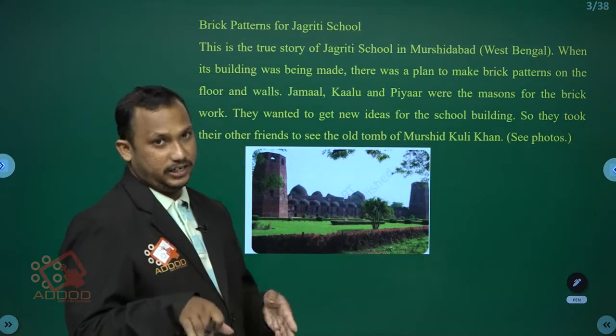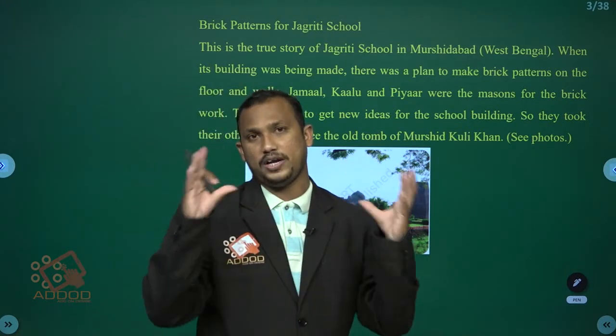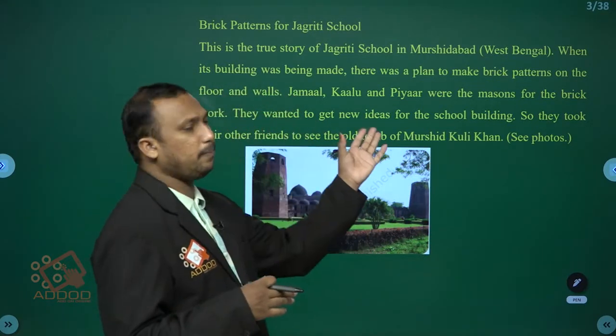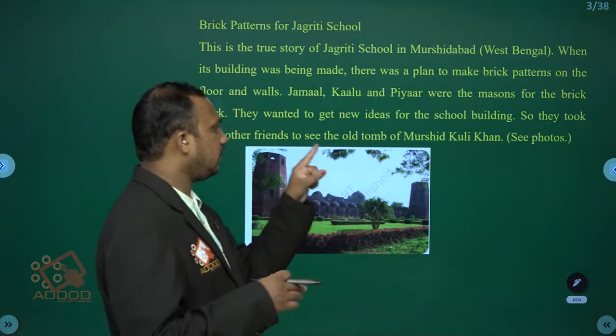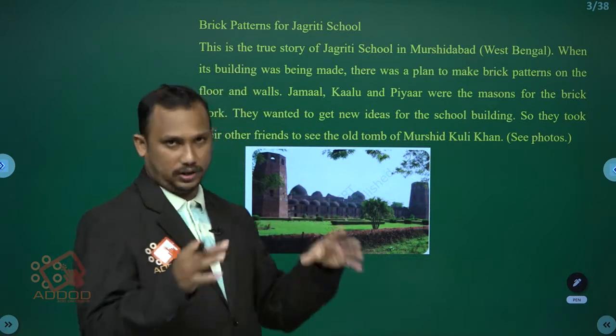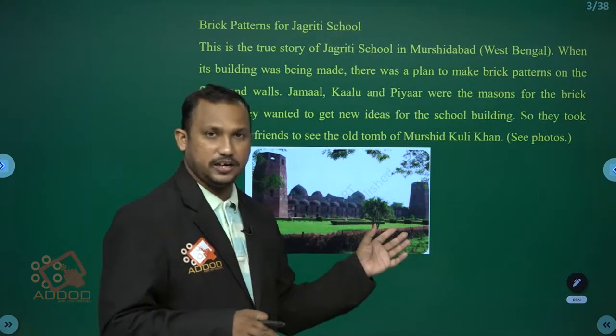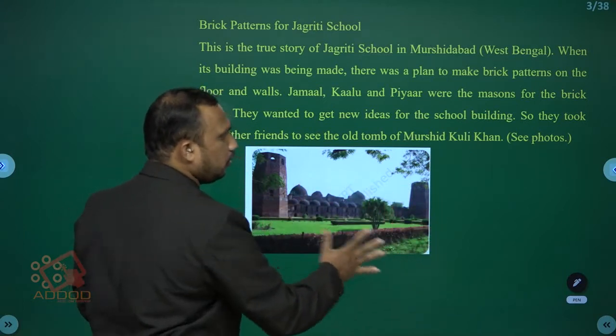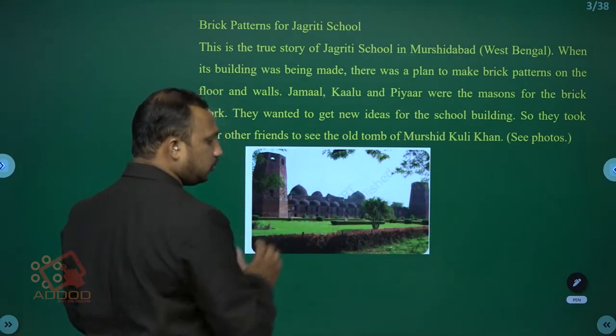Means in your cities also you have some old forts, na? So same like that. These three members, along with their friends, went to the Mushrid Quli Khan tomb. Tomb means it was an old fort, we can say that. In Maharashtra, in West Bengal, you can find this. So this is that Mushrid Quli Khan tomb.